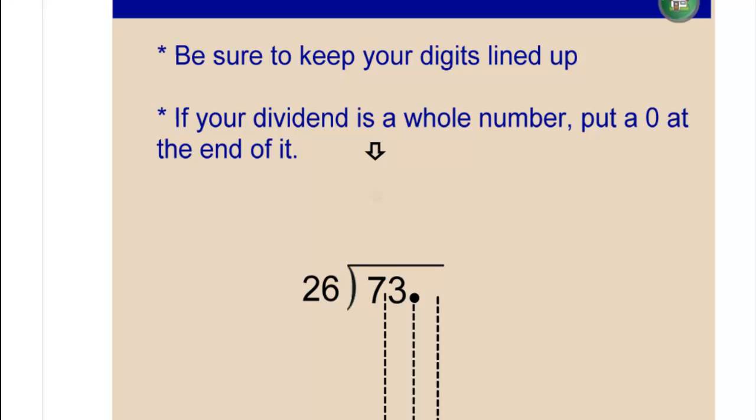As you divide, be sure to keep your digits lined up. If your dividend is a whole number, put a 0 at the end of it, like we just mentioned. So that's where we put the 0 here. And the digits that we want to line up are going to be when we subtract here, as well as when we put the quotient for each part of the problem. We want to make sure we line it up. So however many times 26 goes into 73, I want to put that number on top of the 3 of 73 and keep everything lined up. That'll make your problem a lot easier to solve.